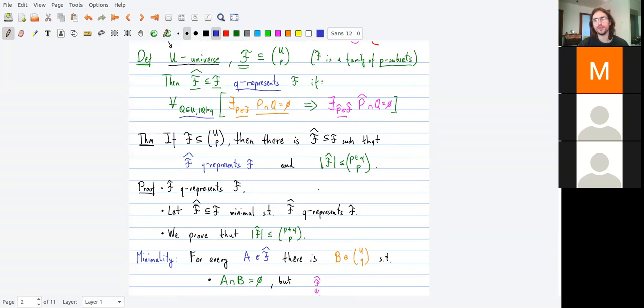And the key point is that there actually exist representative sets of very small size. So imagine that we've got a family F consisting of p-element subsets of some universe U. Then I claim that I can always find a representative subfamily F hat that q-represents F. Here p and q are fixed parameters, and it is of very small size. It is of size at most p plus q choose p. Note that this size is independent of the size of the universe, in particular, right?